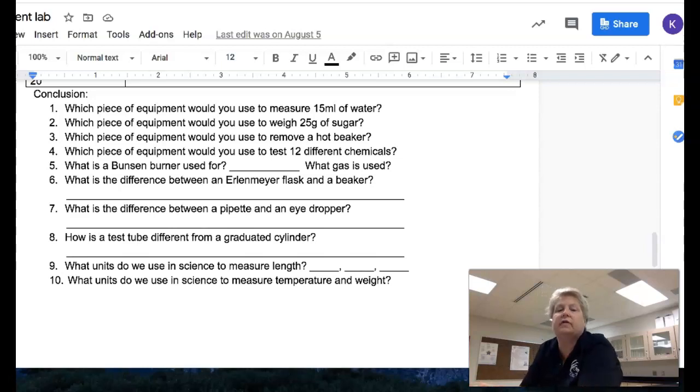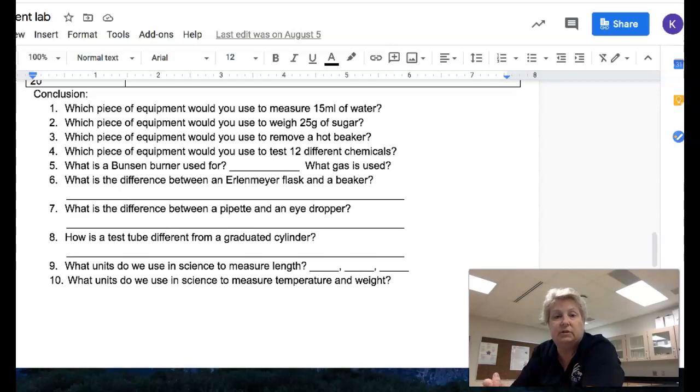All right, let's go over the conclusion questions on the bottom of your lab equipment sheet. First off, I want you to think about what these would be. So which piece of equipment would you use to measure 15 milliliters of water? The only thing we use for measuring amounts is the graduated cylinder. Remember, it has the individual 1 milliliter lines.